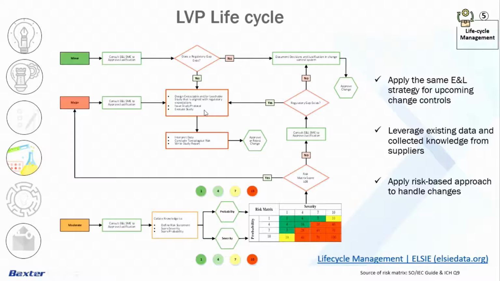What I'm presenting here is a lifecycle management decision tree that we use internally and will allow us to handle the change controls of the products on the market based on a risk assessment approach. So when there is a change in an LVP, not necessarily every time we have to perform testing. We can classify the change into minor, moderate, and major. Minor changes, for example, a new label on the tertiary packaging, on the carton box of the product.